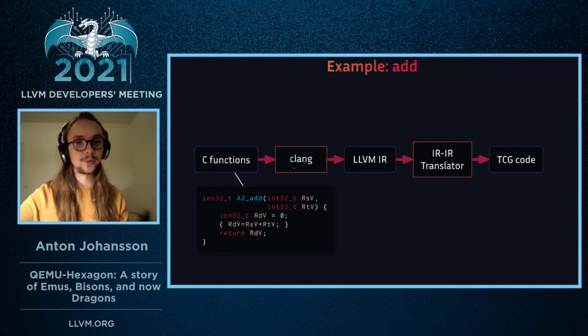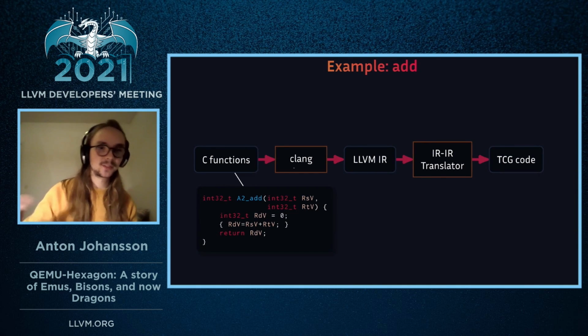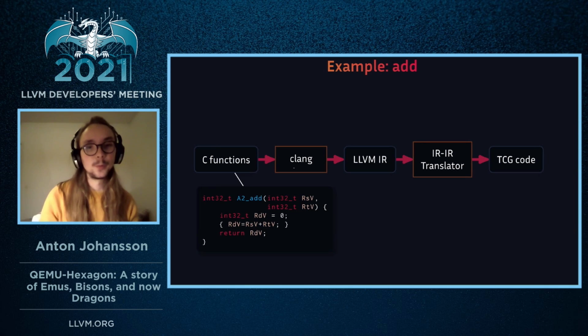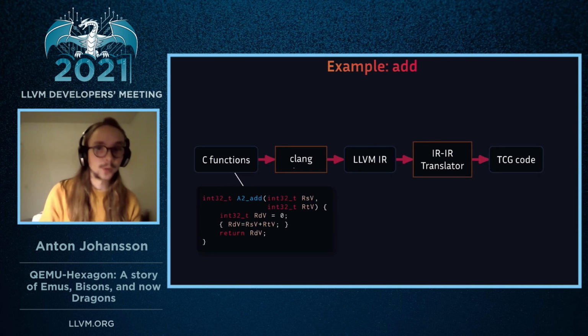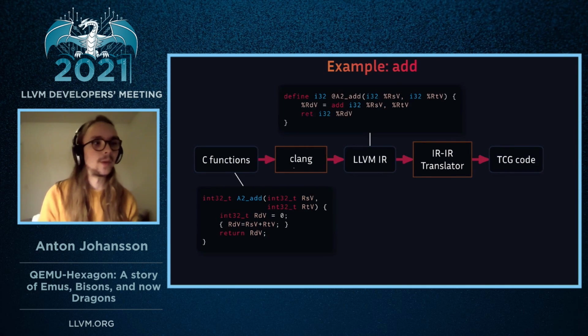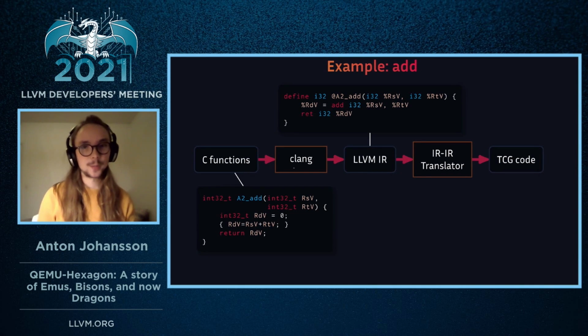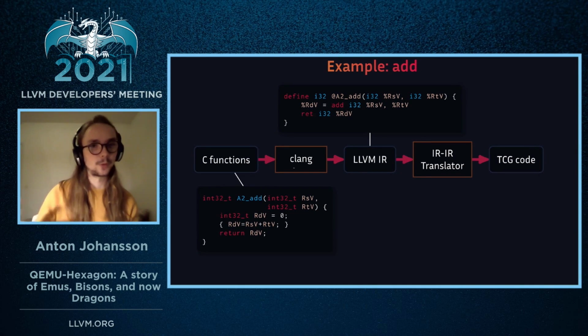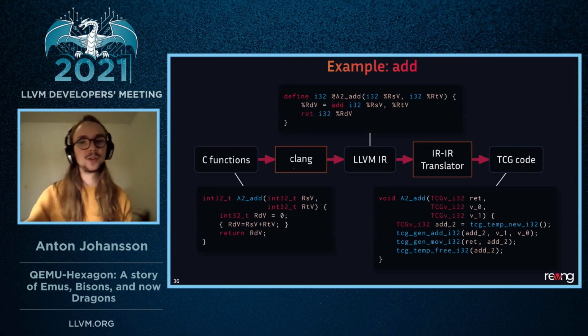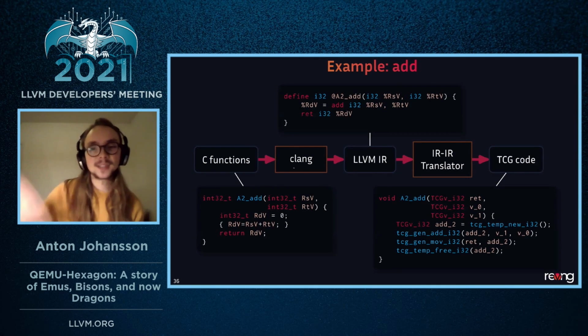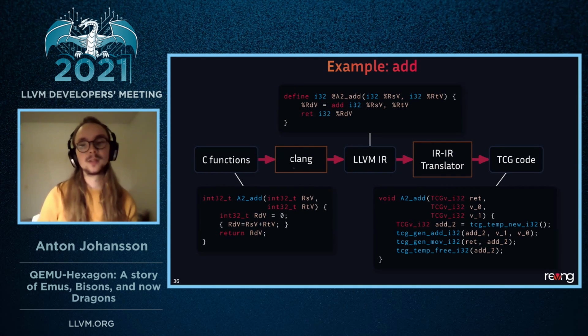And this C function here is also automatically generated, which is why it looks a bit stranger than our previous example. Now we feed it through Clang, and we end up with LLVM IR. In the LLVM IR, we have a function which takes two arguments, RSV and RTD, performs the addition, and then returns the result of the addition.